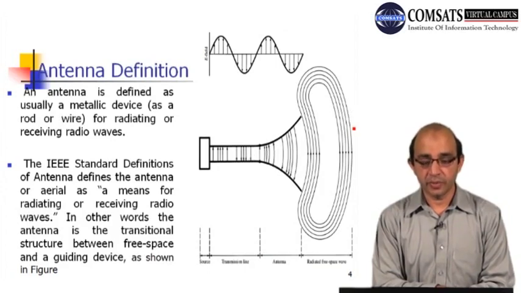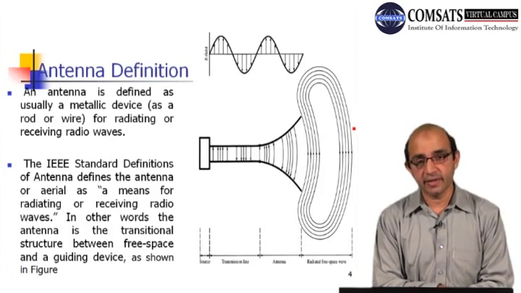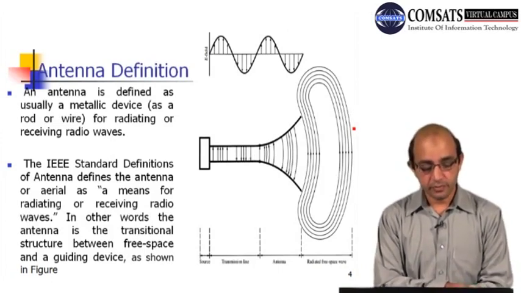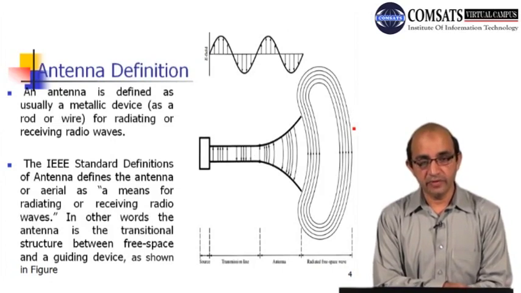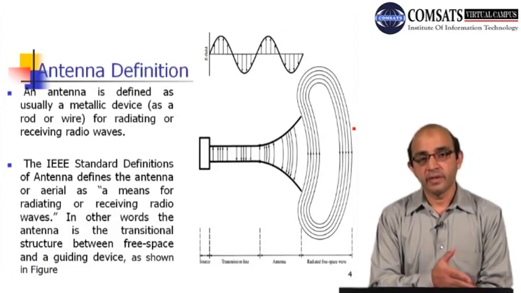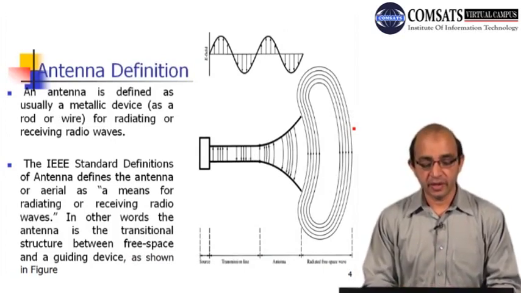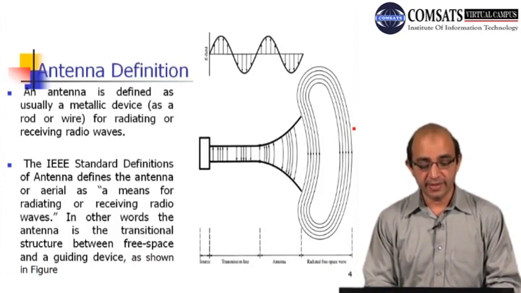According to IEEE, an antenna is a means of radiating or receiving radio waves. So it's a means of receiving and radiating radio waves. You can say that in the case of a receiving antenna, it will be receiving energy, and in the case of a transmitter it will be radiating energy into the atmosphere. You can also define an antenna as a metallic device for radiating or receiving radio waves.